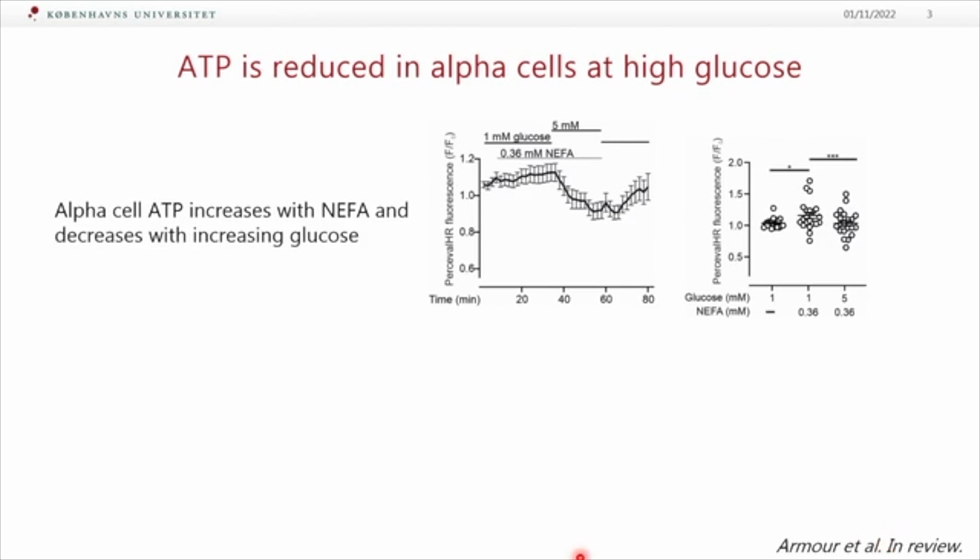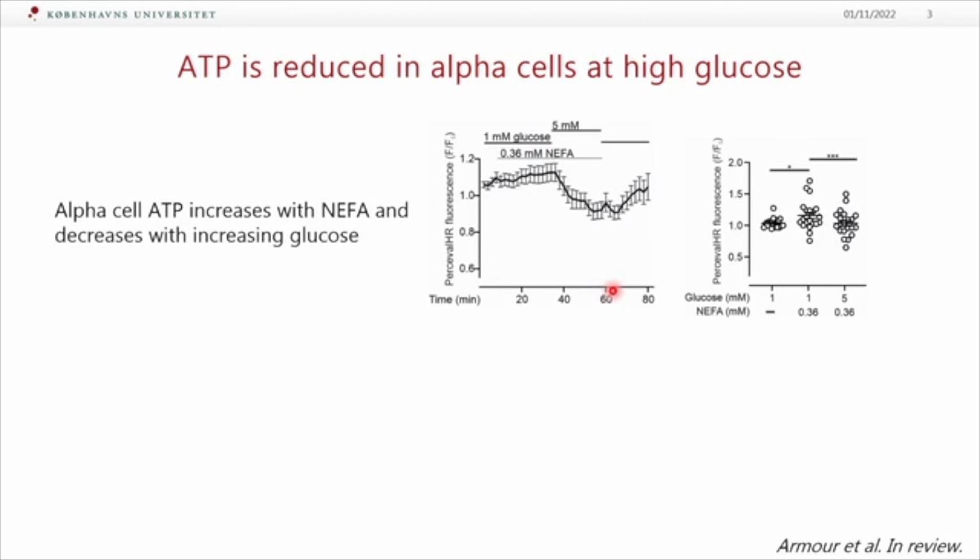And you can see that when we add fatty acids to our low glucose stimulation, by the trace here, you see an increase in Perceval fluorescence, so an increase in ATP. And you can see that this is significant in the summarized data on the right. Now, to our surprise, and contrary to what people have shown in the past, we actually get a decrease in ATP fluorescence when we increase the concentration of glucose.